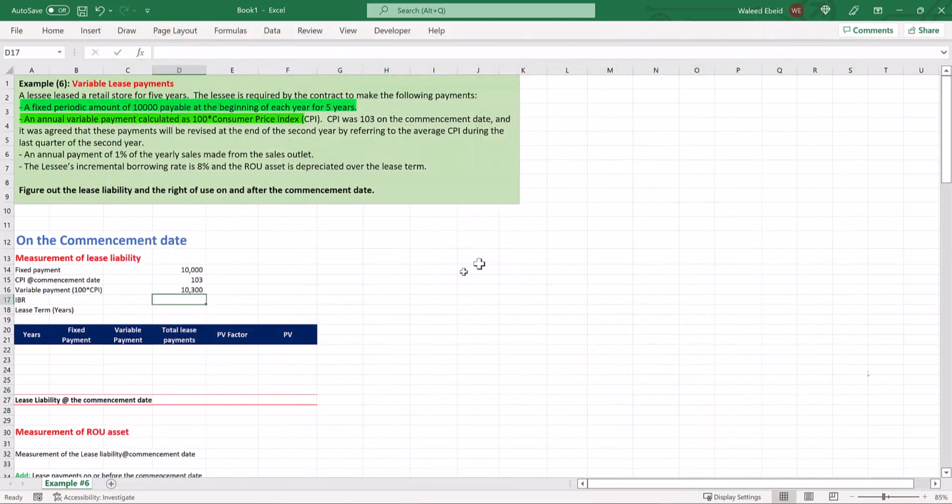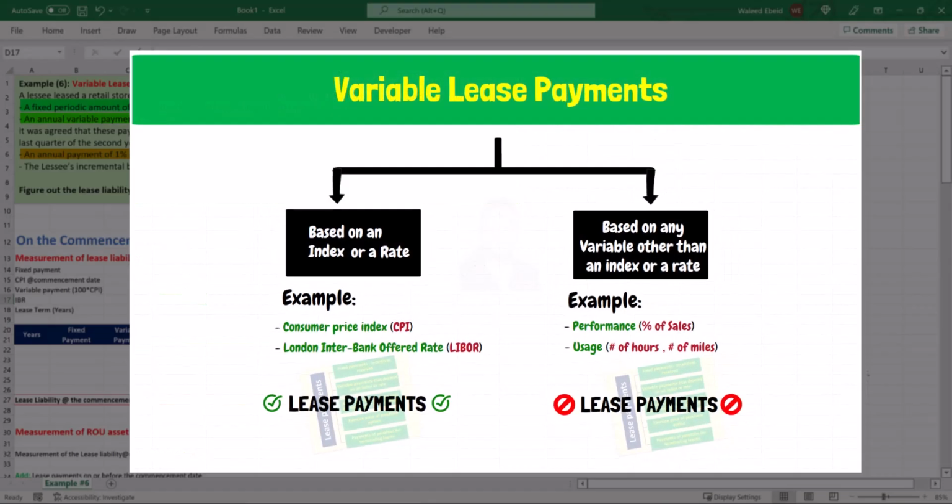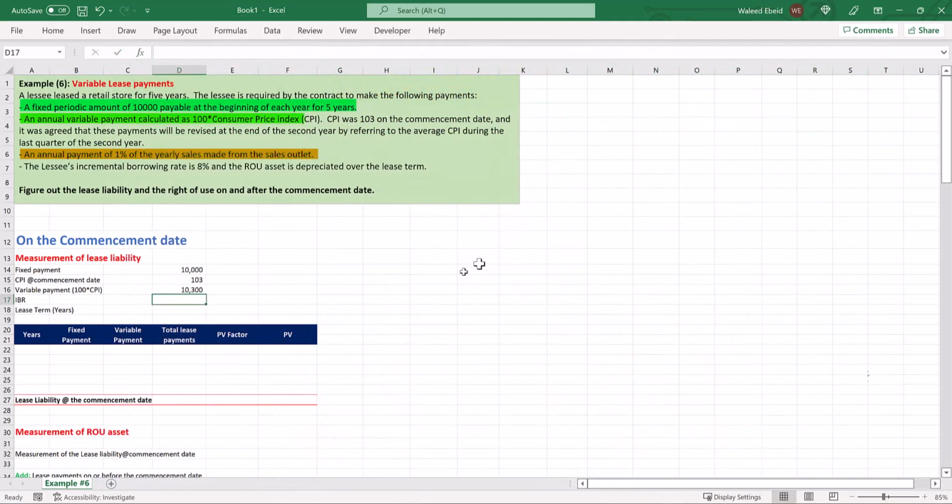The annual variable payment of 1% of sales is a payment based on a variable other than an index or a rate, and therefore is not included in the measurement of the lease payments. Instead, it is charged to the profit and loss in the period these related sales occurred. The lessee's incremental borrowing rate at the commencement date is 8%, and 5 years for the lease term.